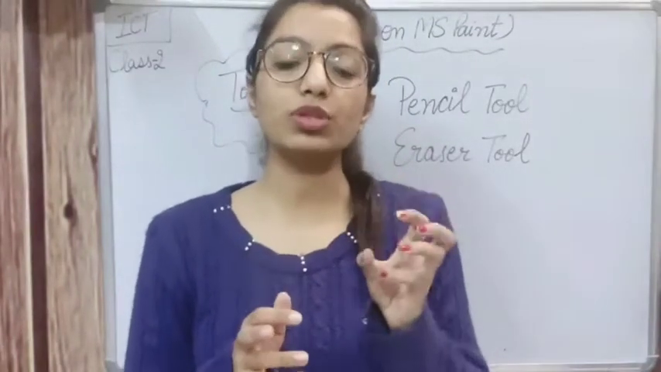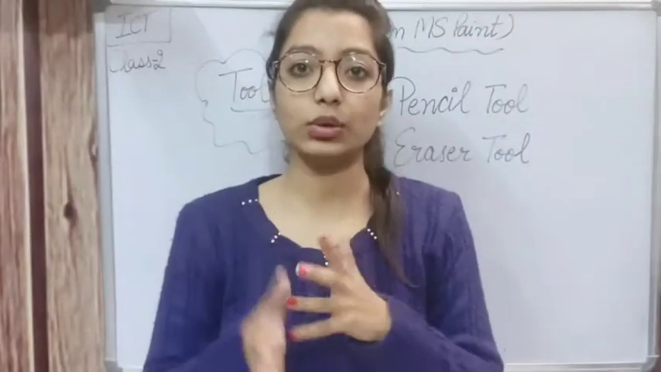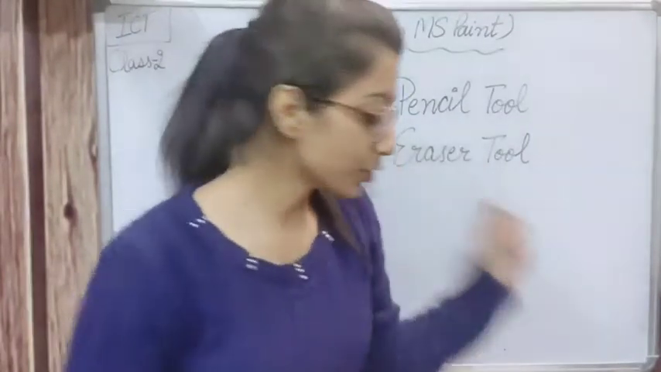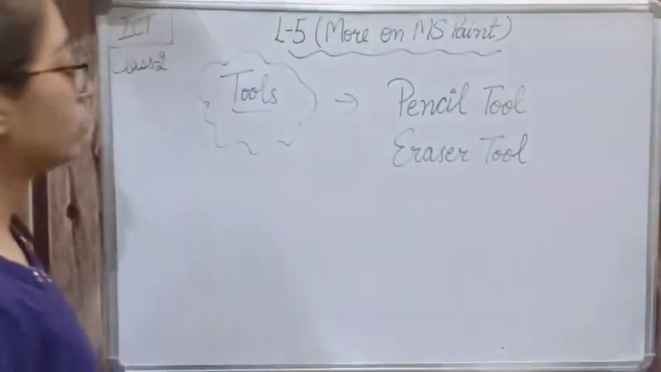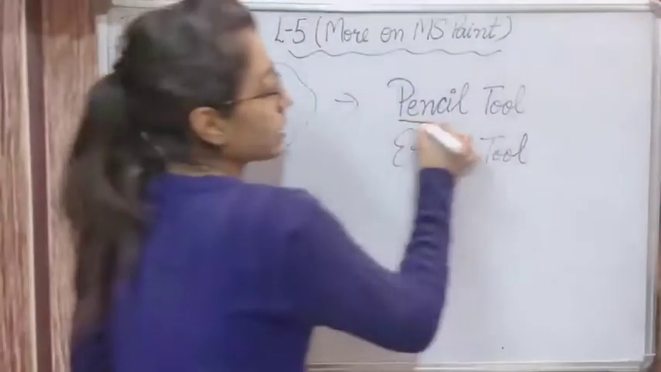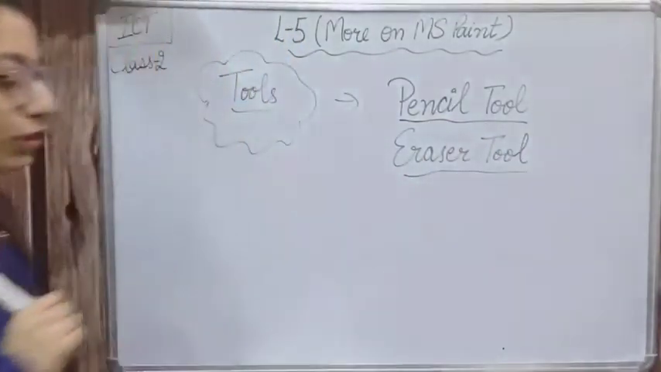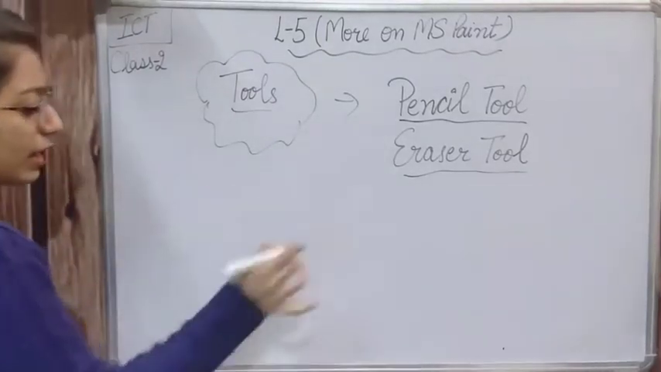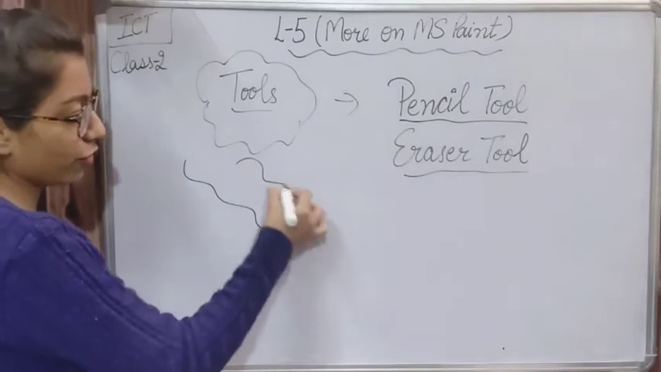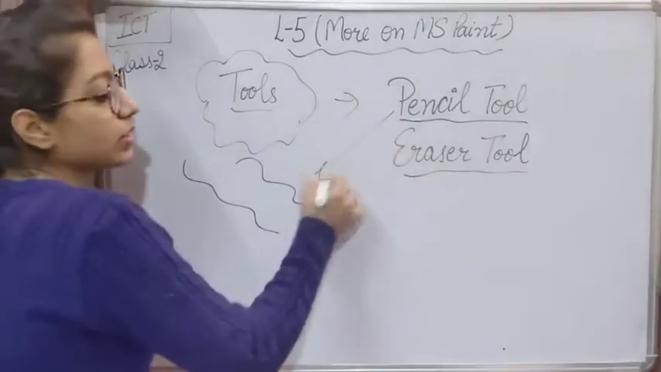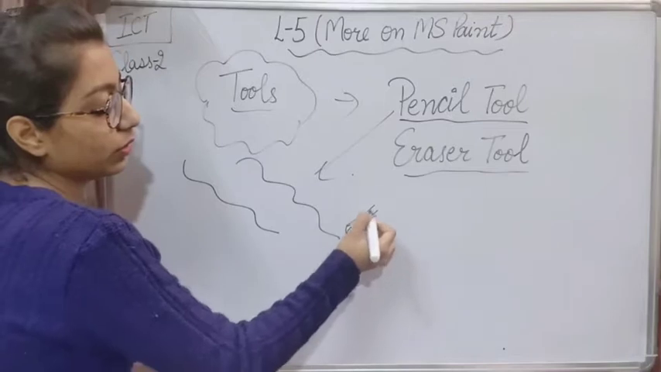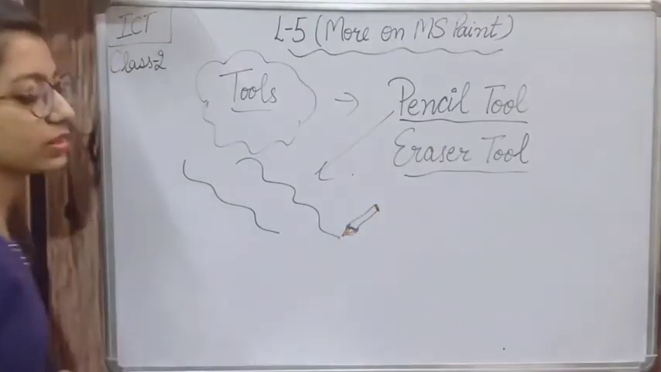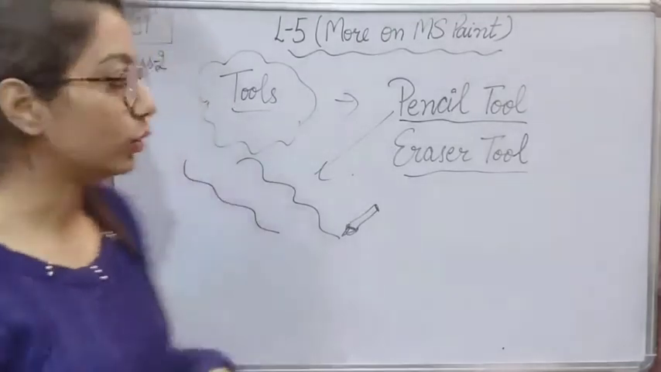There are some tools which we can use for drawing and for coloring. In the previous session I told you about 2 tools. First was the pencil tool and second was the eraser tool. Pencil tool is used to draw free form lines or curves. कोई भी किसी भी तरह की आपको लाइन मेक करनी है. If you want to draw like this, if you want to draw like this, we can use this tool known as the pencil tool.